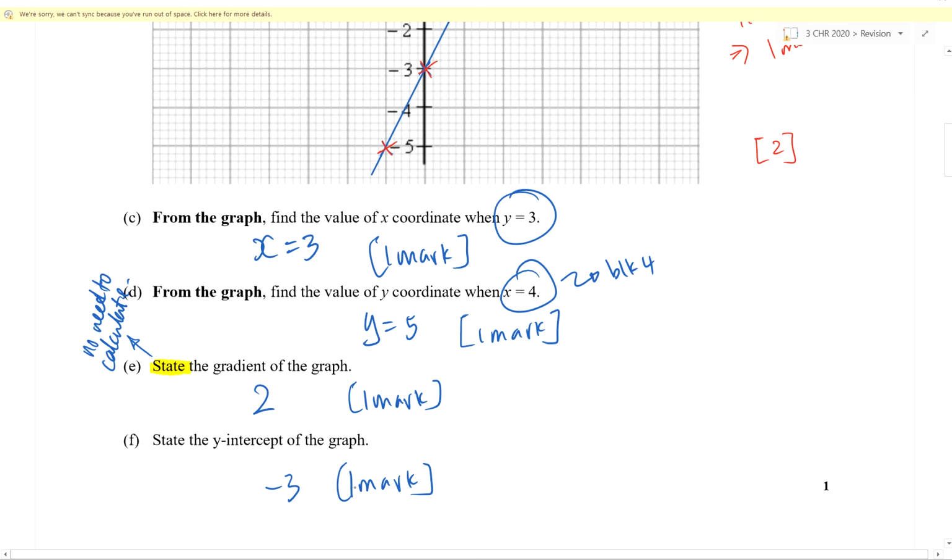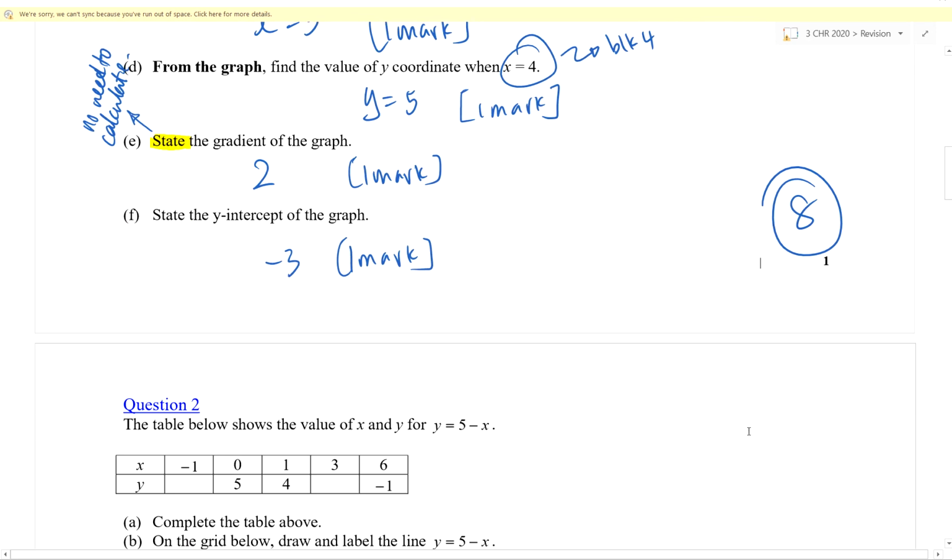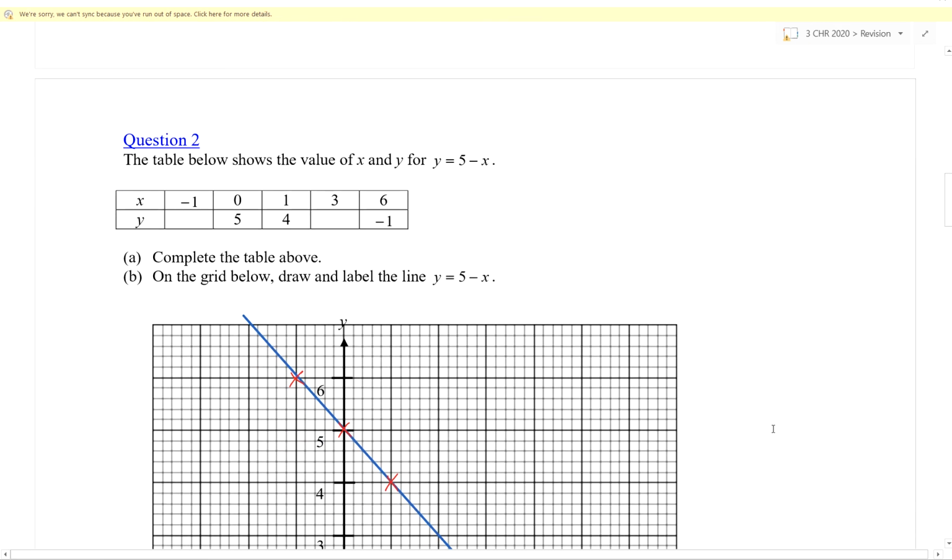Okay, so we have a total of 2, 4, 6, 8 marks over here already. You get 8 marks? Or close to 8 marks? Please record your results at the bottom of the page. Okay, next, question 2.